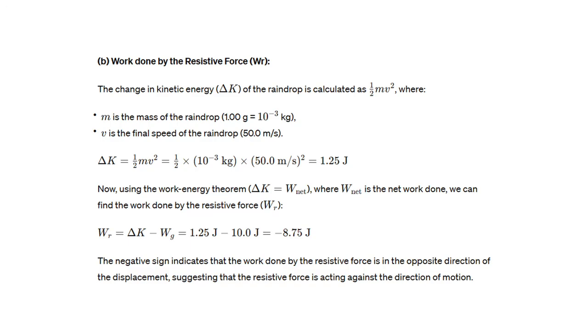From the work-energy theorem, delta K equals W_g plus W_r, where W_r is the work done by the resistive force on the raindrop. Therefore, W_r equals delta K minus W_g, which equals negative 8.75 joules, indicating a negative value.